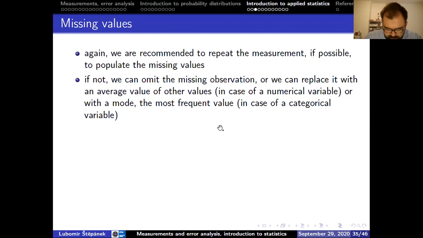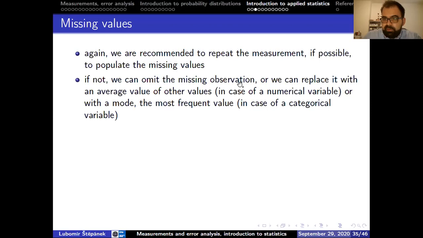Okay, in case that we are interested in, for example, some relations of two quantities. So we have a two-dimensional, let's say, relationship of two quantities. It means that you have two values for each measurement. Then in case that you have a missing value in one of these two values for a given measurement, you have a problem because you are not able to plot a two-dimensional chart, just a scatter plot. In such a case, you can simply remove the measurement with missing values.